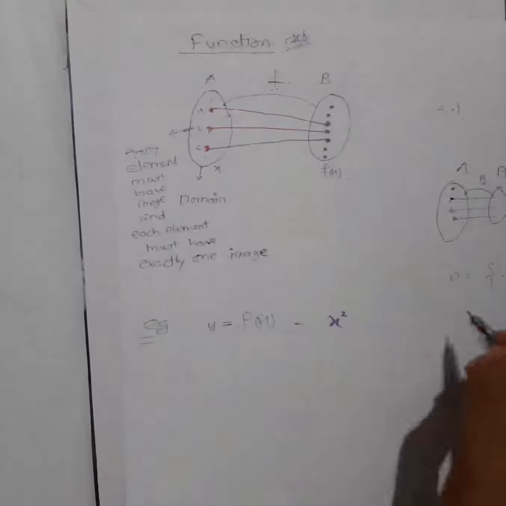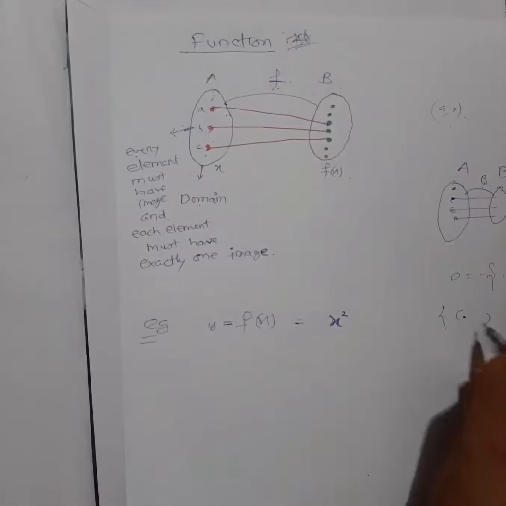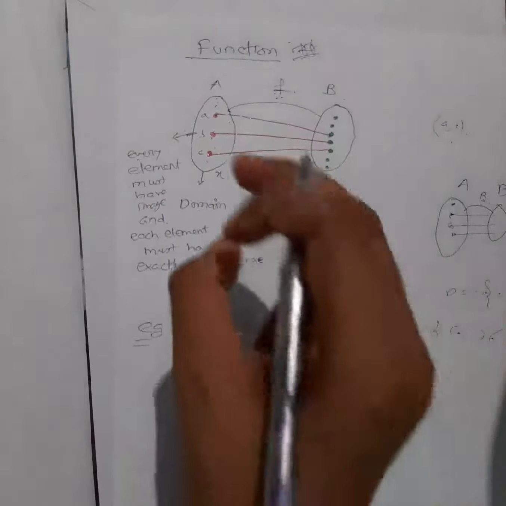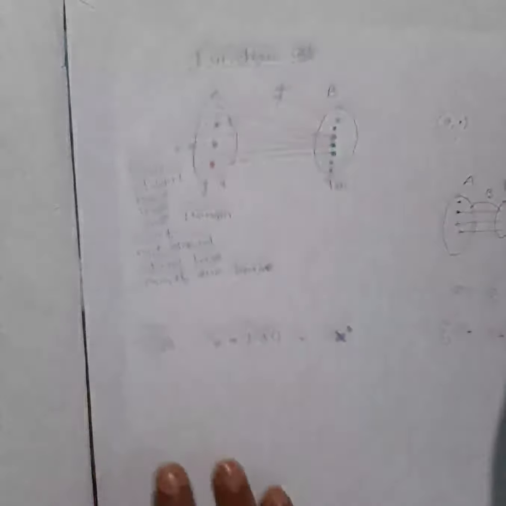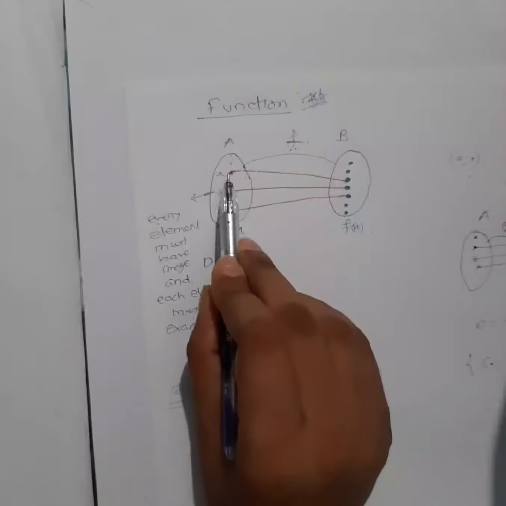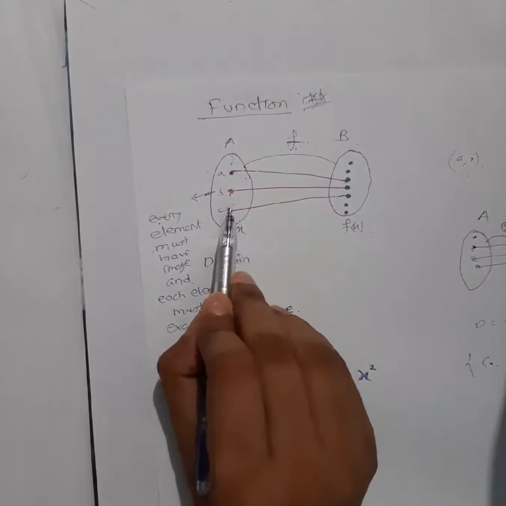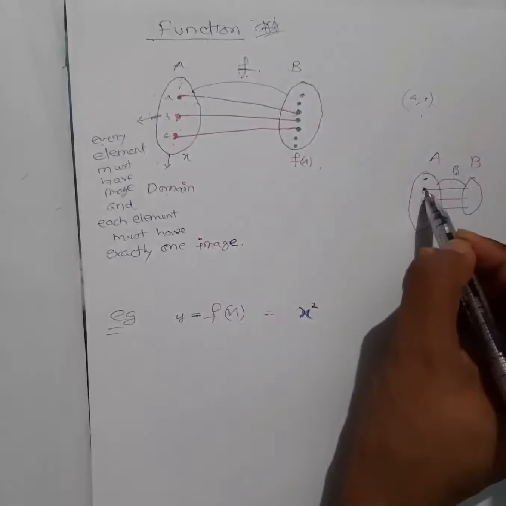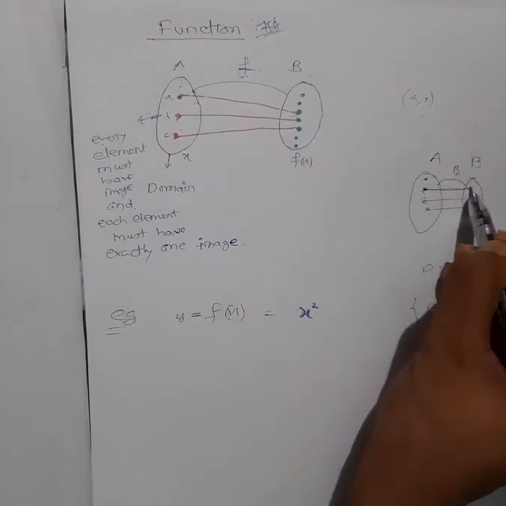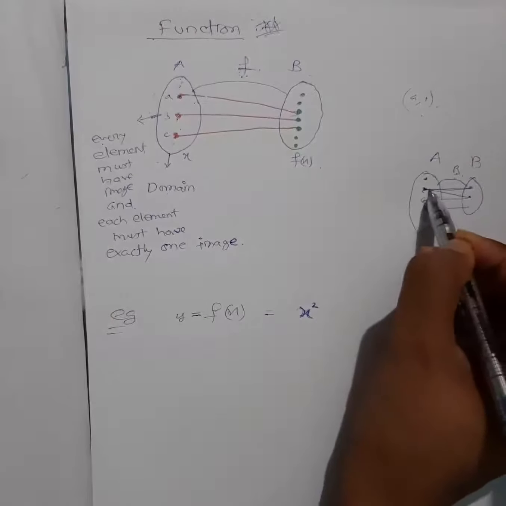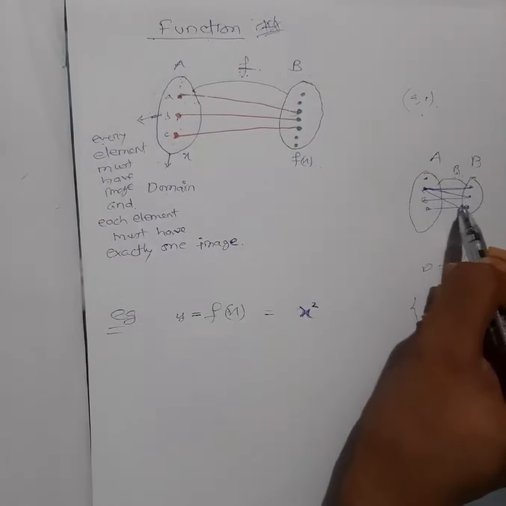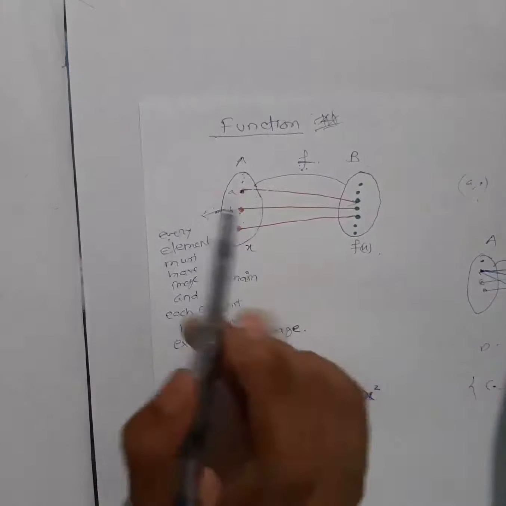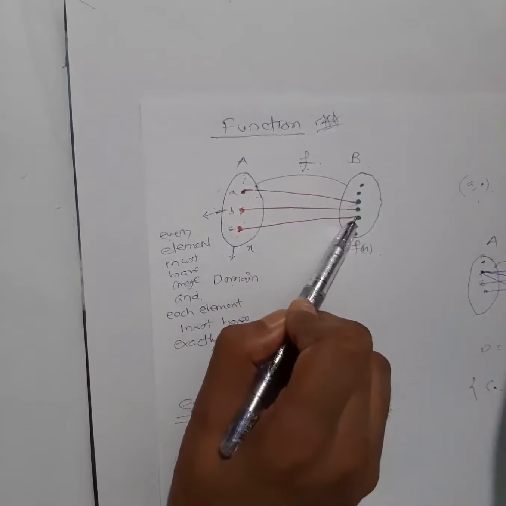Means if I have to write in roster form, the first elements whatever you will have, if I collect all those elements, then that collection of elements must be your first set. Next important condition is every element here must have exactly one image. It should not relate to more. In the case of a relation, what used to happen? This element itself may be related to this element, and it also may be related to this also, or to this also, right? But in a function, it is compulsory that this element should have exactly one image. It cannot be related to some other element then.